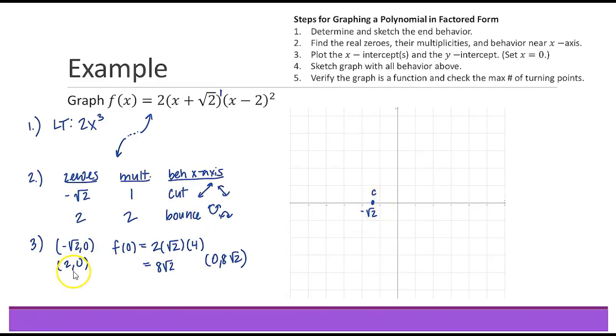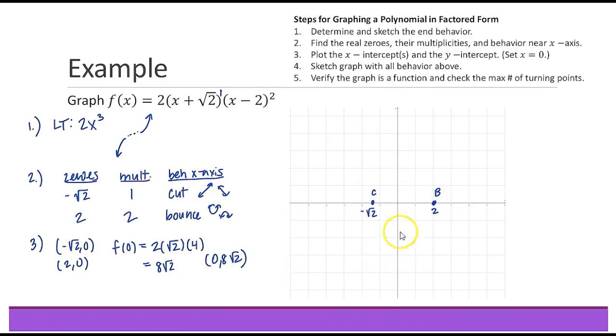My other x-intercept is (2, 0). So I'm going to go ahead and plot that. Make it a little bigger. That's a 2. And my behavior there was that I was going to bounce, so I'm going to put a little b to remind me what happens there. And my y-intercept is (0, 8√2).